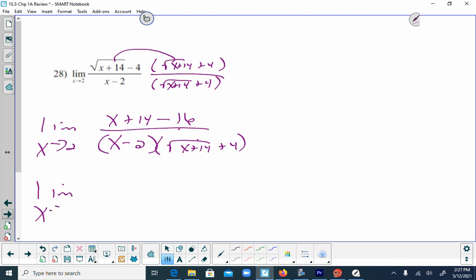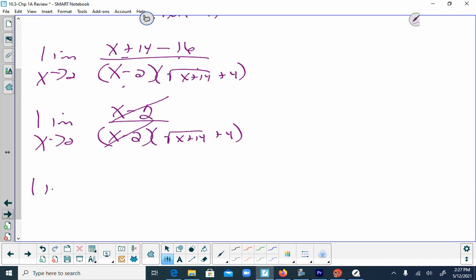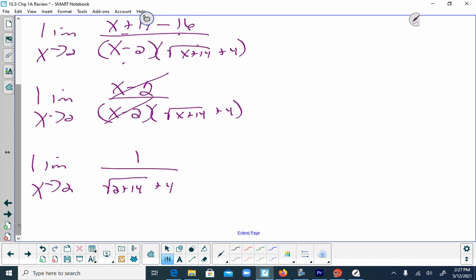Still can't substitute in 2 because it's going to make this denominator equal to 0. Here, when I combine like terms, I'm going to have x minus 2 over x minus 2 times this. Now the x minus 2's will simplify. Now it's okay for me to substitute 2 in. So I'm going to have 1 over the square root of 2 plus 14, plus 4. Well, 2 plus 14 is 16, and the square root of 16 is 4. So I'm going to end up with 1 over 4 plus 4, which will end up being 1/8, which is my final answer.